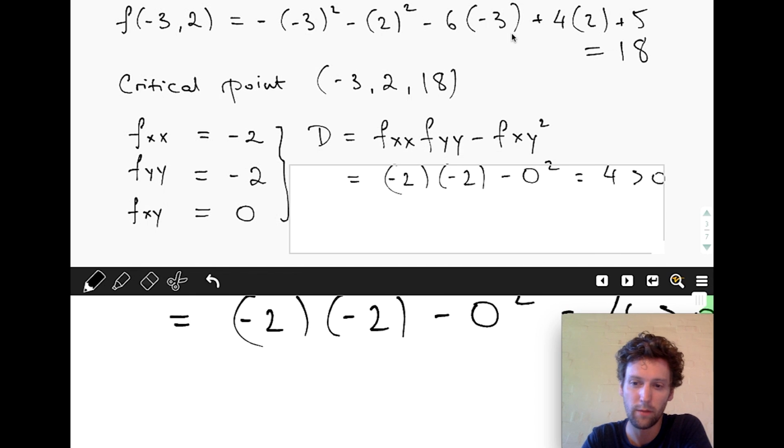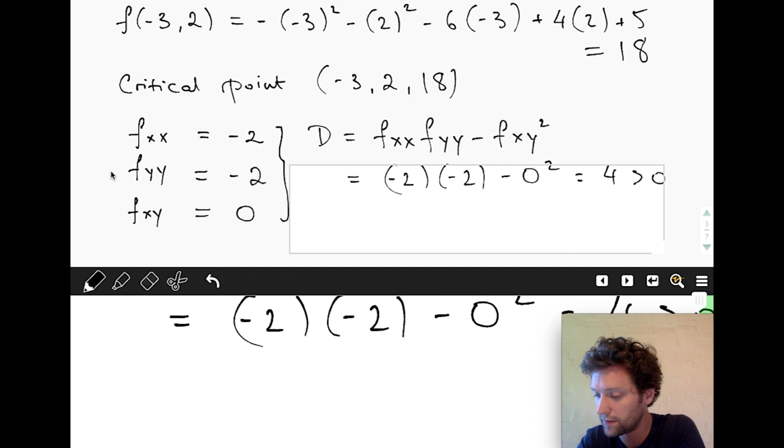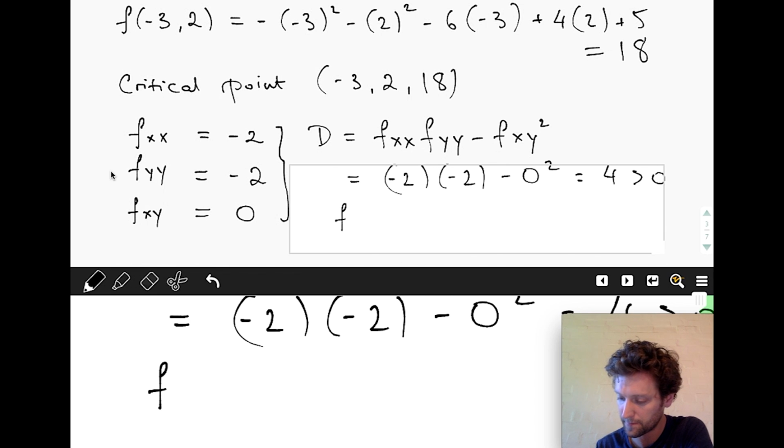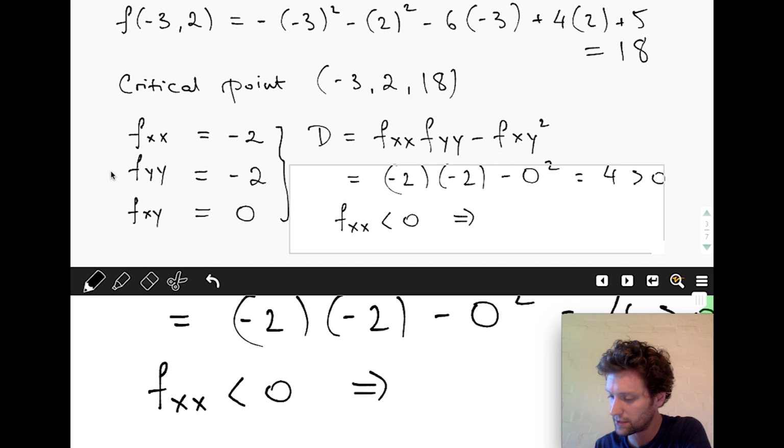Now, which one is it? Is it a local maximum or minimum? To answer that question, I need to go back and look at those second derivatives. The second derivative with respect to x is equal to -2, and the second derivative with respect to y is equal to -2. So the second derivative is negative, which implies that this is going to be a local maximum.